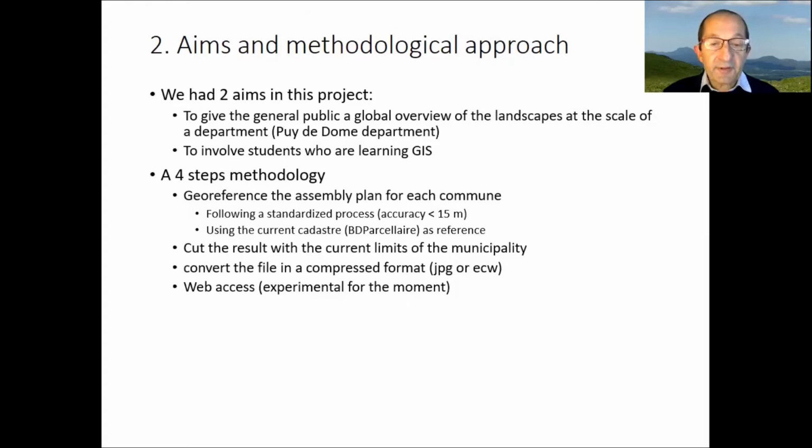First was to georeference the assembly plan of each commune, and we define a standardized process. The idea was to obtain a good accuracy, less than 15 meters. And for that, we use a current cadastre that has been vectorized by the National Geographic Institute. The name is BD Parcellaire. And this was a reference for locating the points that permit the transformation. We cut the result with the current limits of the municipality, and we converted the file in a compressed format to permit web access.